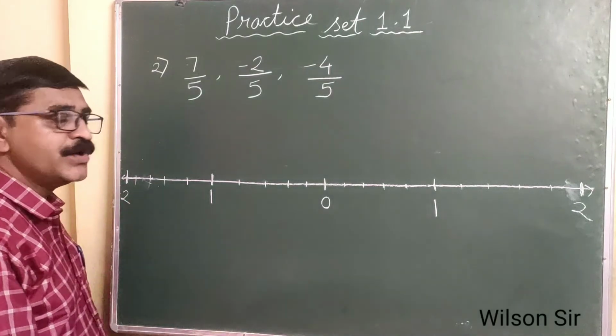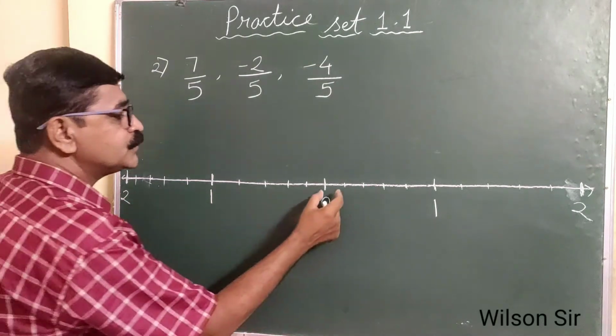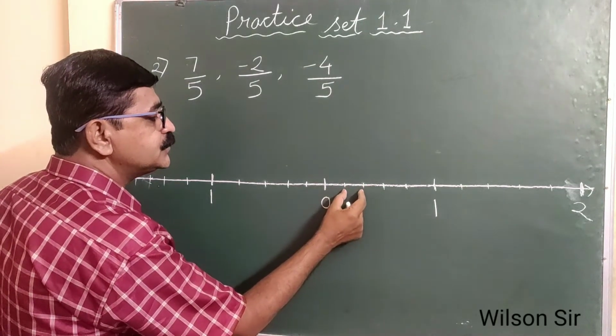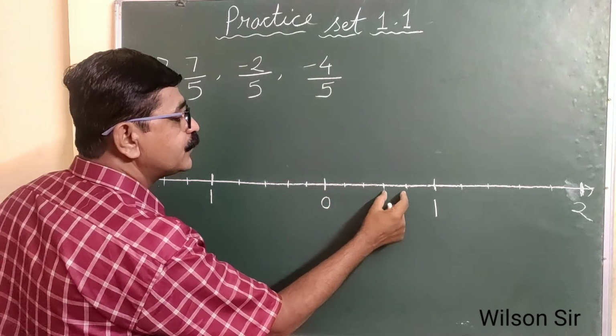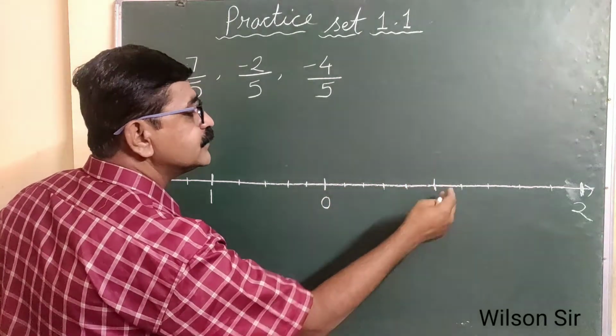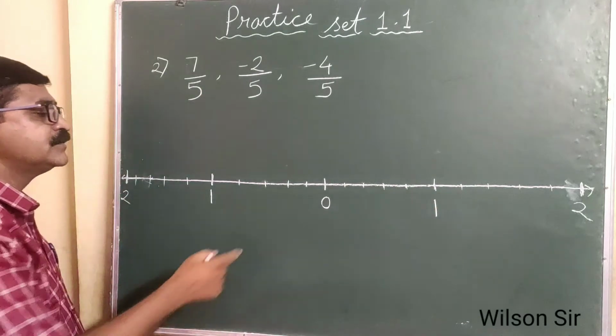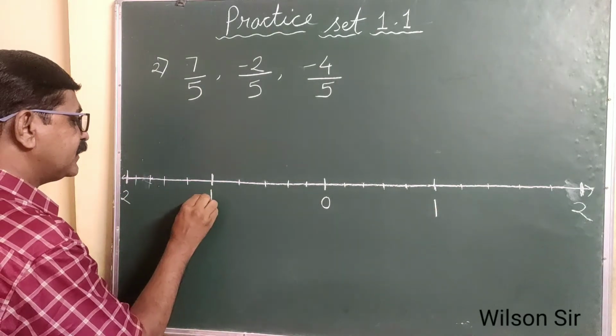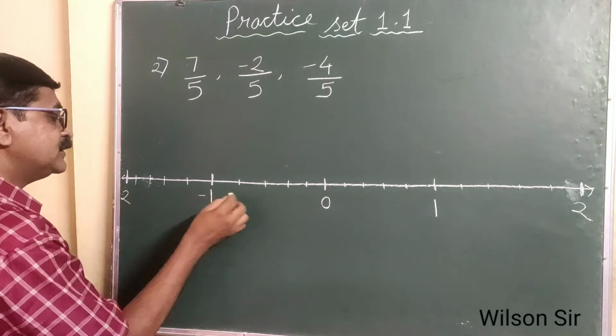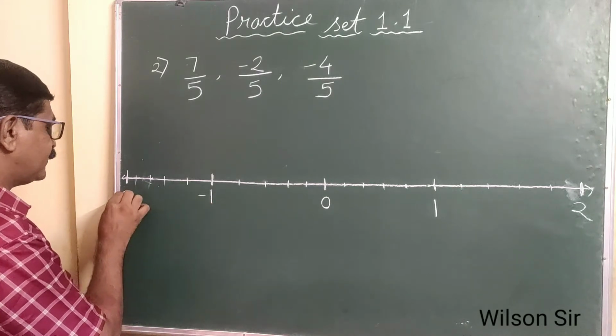be divided into 5 parts. So 1, 2, 3, 4, and this is 5 parts. Similarly 1 to 2 is also divided into 5 parts. Here in this side minus 1, this is minus 2. So these are also divided into 5 equal parts.